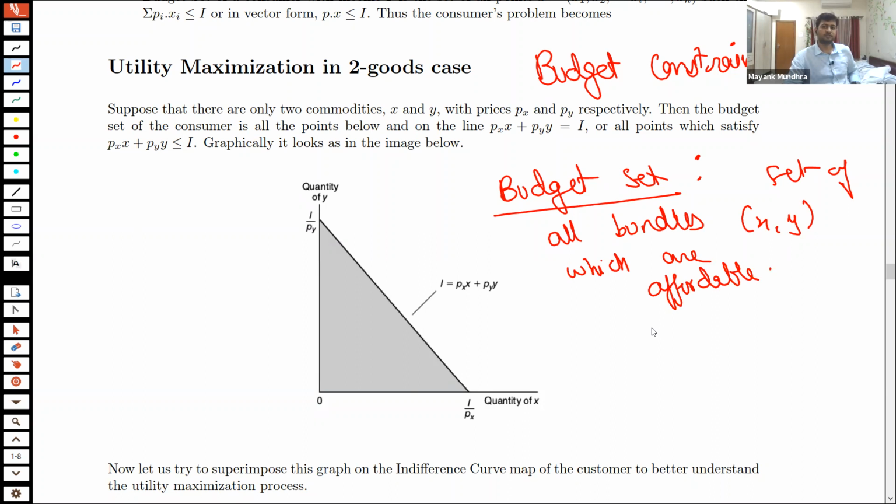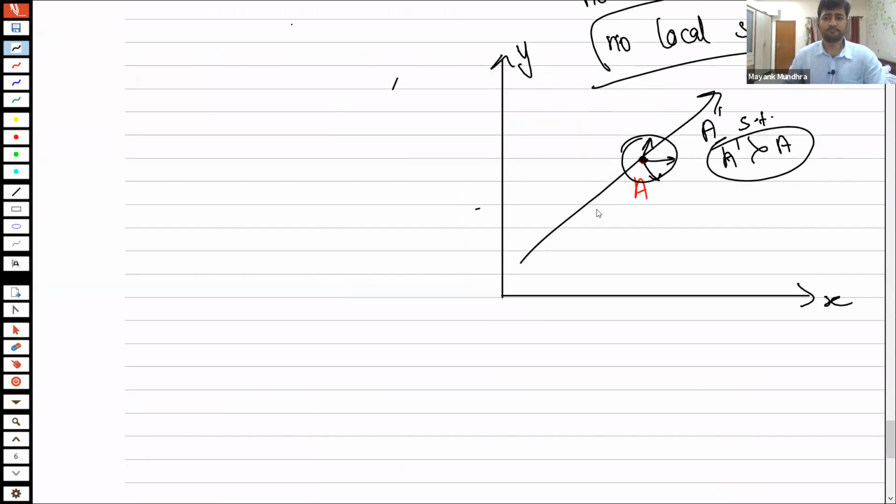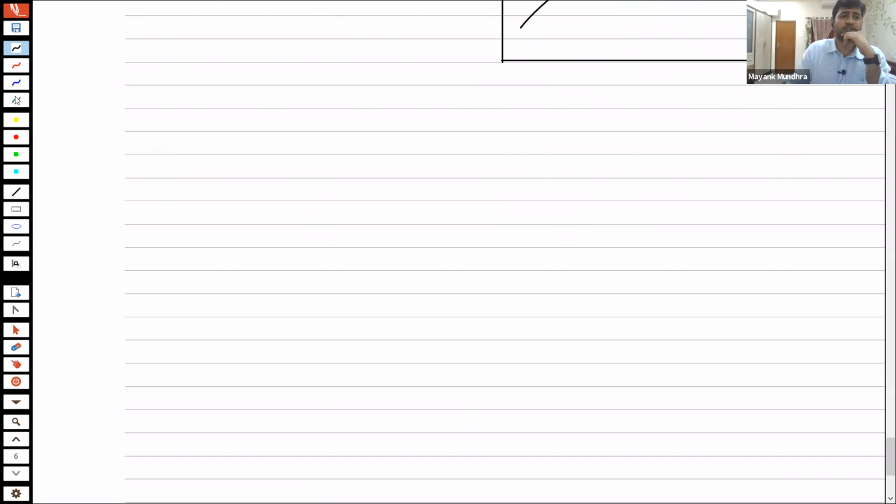Set of all goods X, Y, which are affordable. Okay, so that's my budget set. So suppose my budget is 100 rupees. Let's say my income is 100 rupees.